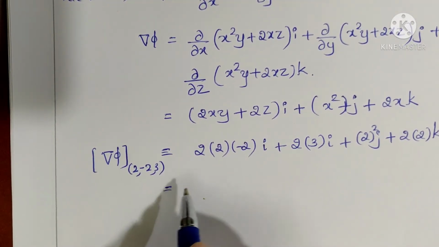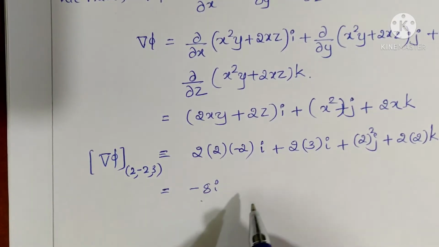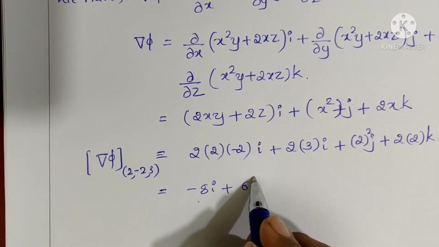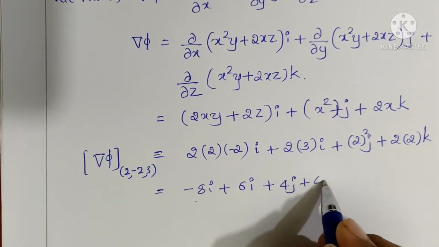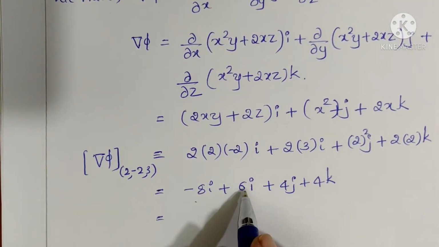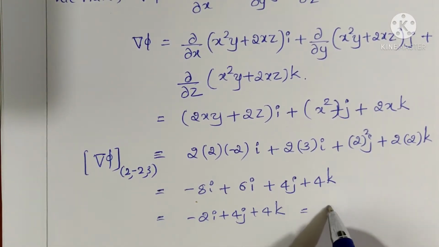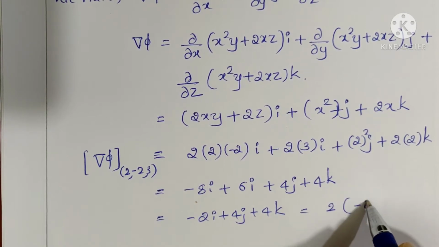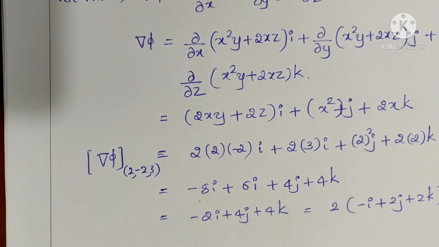So this is nothing but 2 into 2 into 2, into minus 2, we have minus 8i plus 6i plus 2 square, so it is 4j plus 4k. Minus 8 plus 6, so minus 2i plus 4j plus 4k. Or else we may write it as, taking 2 common, 2 times minus i plus 2j plus 2k.